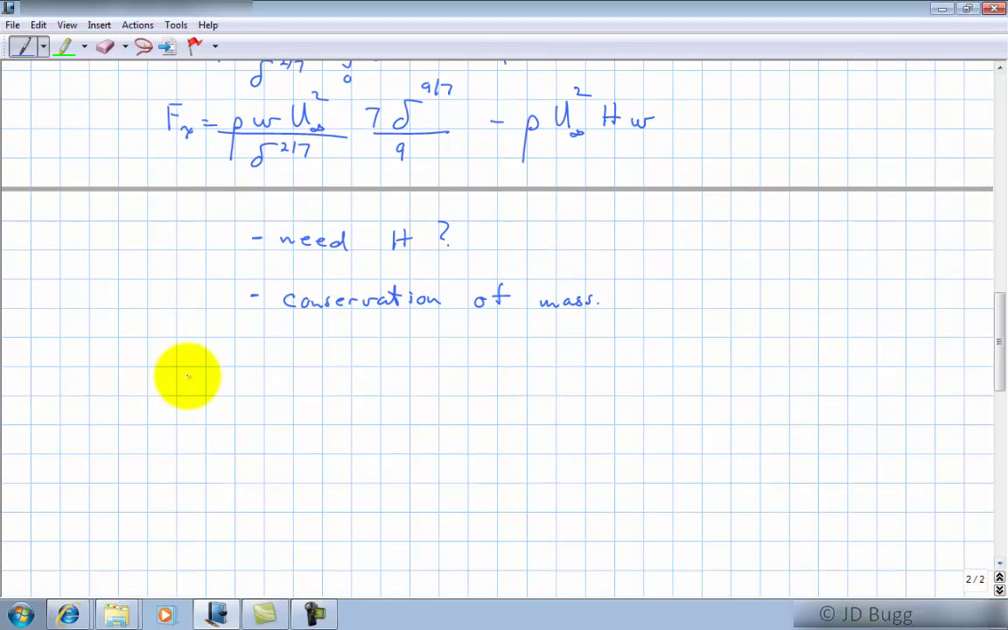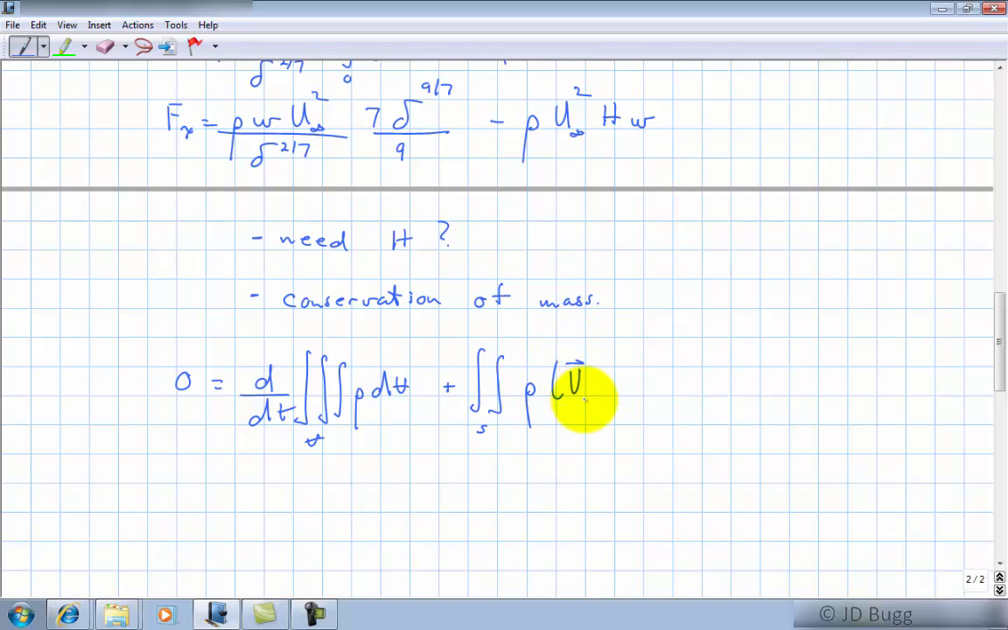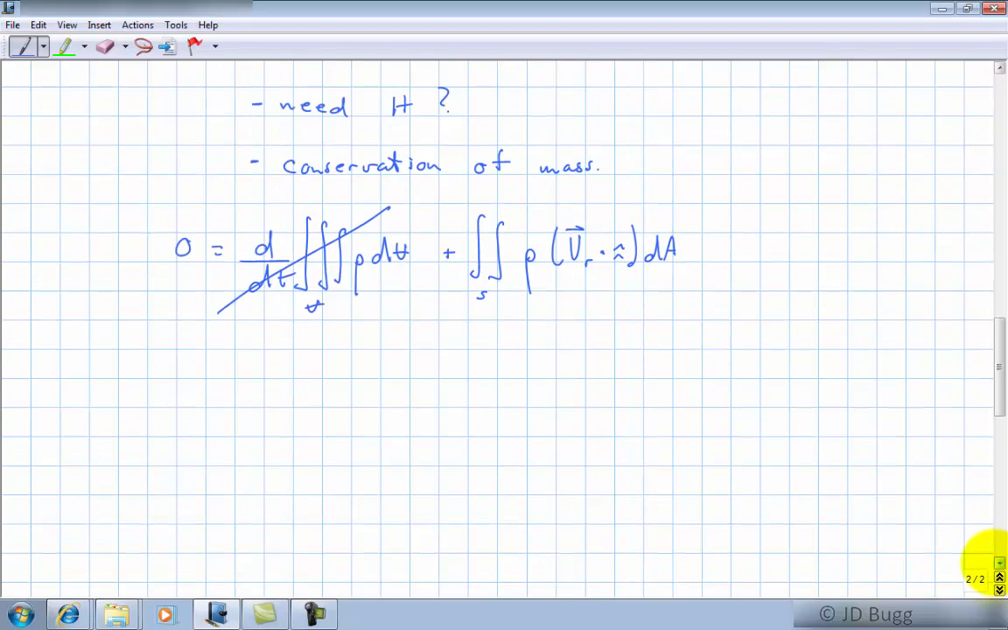So the general form of the conservation of mass equation is what we always start with. It says 0 equals the rate of change with respect to time of the mass in the control volume, that's the integral over the volume of rho dV, plus the integral over the surface of rho times Vr dot n dA. Again, it's a steady problem. It was steady for conservation of linear momentum, so it will certainly be steady for conservation of mass. And also, in this surface integral, the inlet is uniform, but the exit is non-uniform.